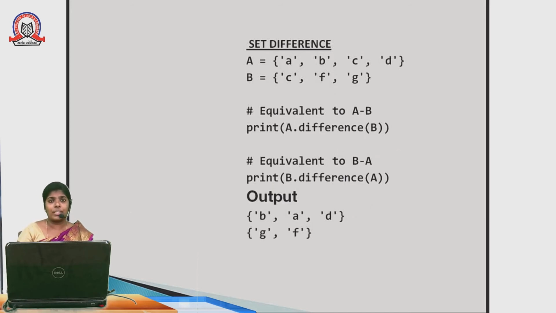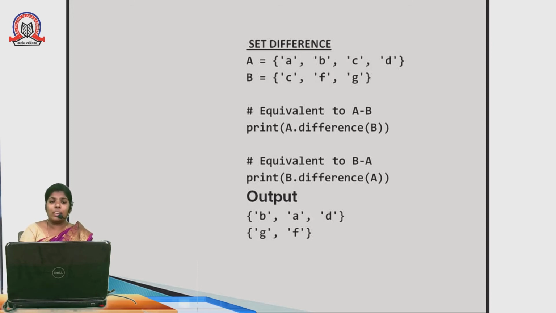Now set difference. So now we know union and intersection. Now we are going to learn about set difference. In the set difference also we are taking two sets, A equal to A, B, C, D and B equal to C, F, G. First we are going to find the difference A dot difference B. In the second statement we are going to print B dot difference A. So for A dot difference B, we are getting the output B, A and D, because in the set A, B, A, D are not there in the set B. So it is printing B, A, D.